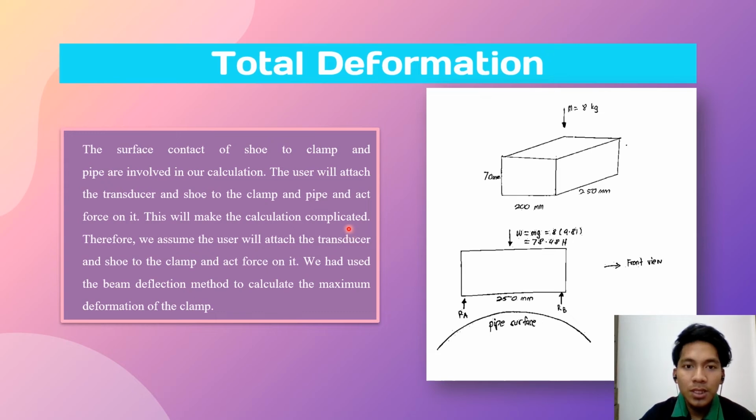So the next one is total deformation. In this section, we make the assumption that the user will attach the transducer and shoe to the clamp and add force on it. So we decided to use the beam deflection method in order to calculate the maximum deformation of the clamp. Here we provided the diagram to find the total deformation.